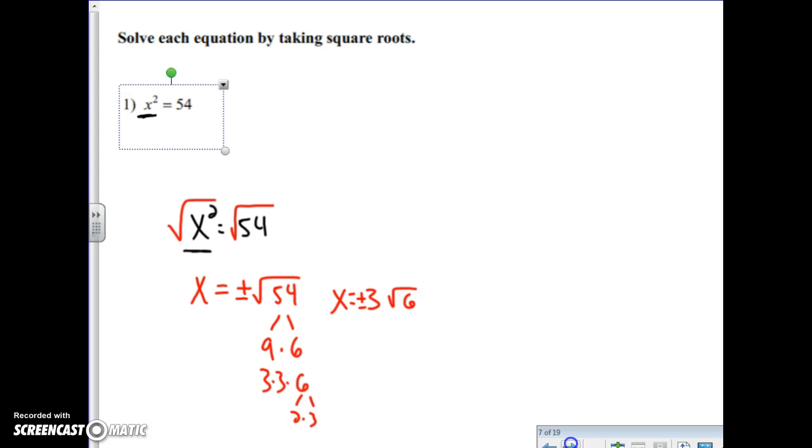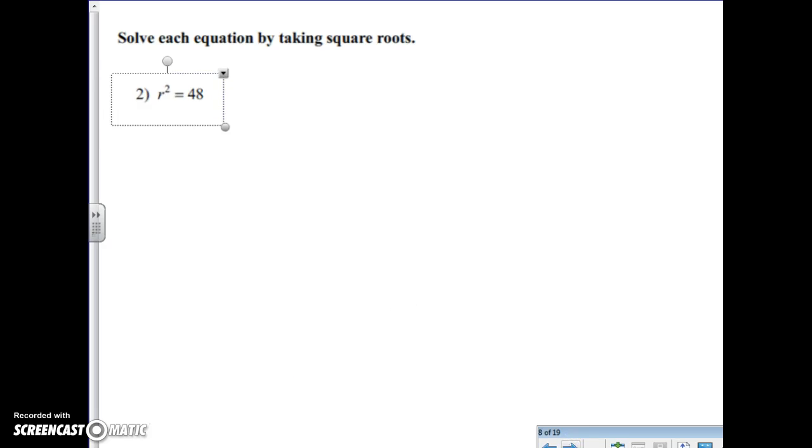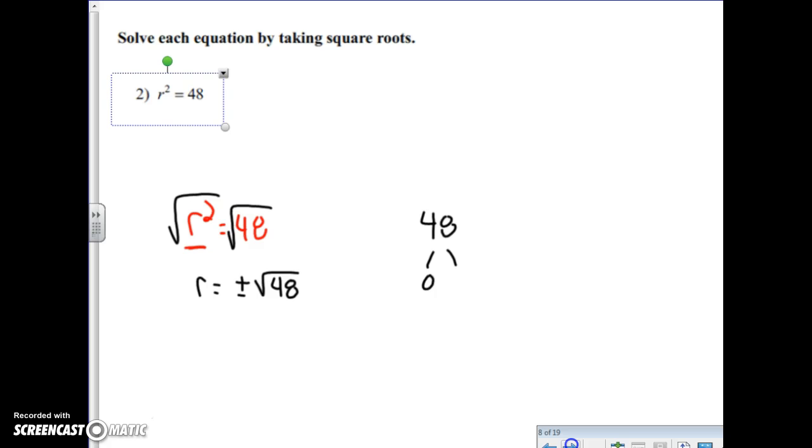If I look at another one that's very similar to this, like in number 2, I have r squared equals 48. My r squared is by itself, so all I need to do is take the square root of both sides. I know I'm going to have two possible solutions, plus or minus square root of 48, and then I just have to break down 48. I know 48 breaks down to be 8 times 6, which is 4 times 2 times 2 times 3, or 2 times 2 times 2 times 2 times 3.